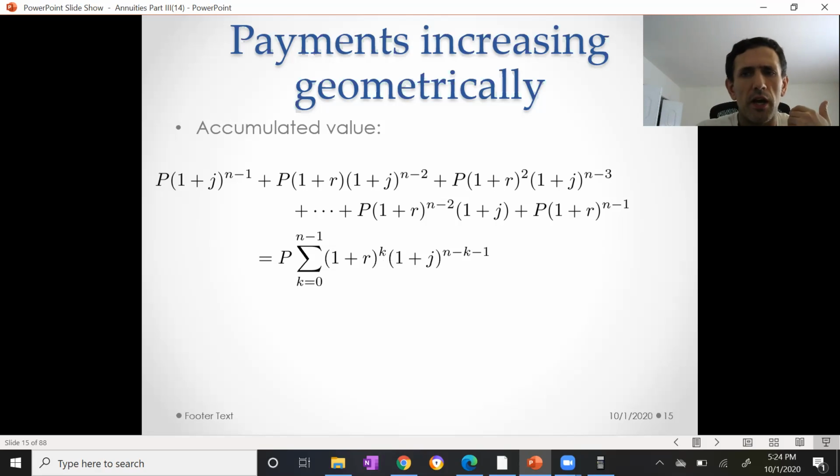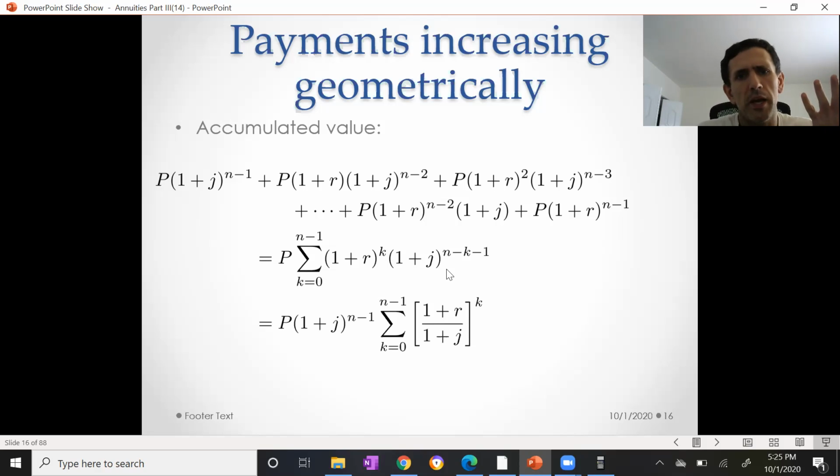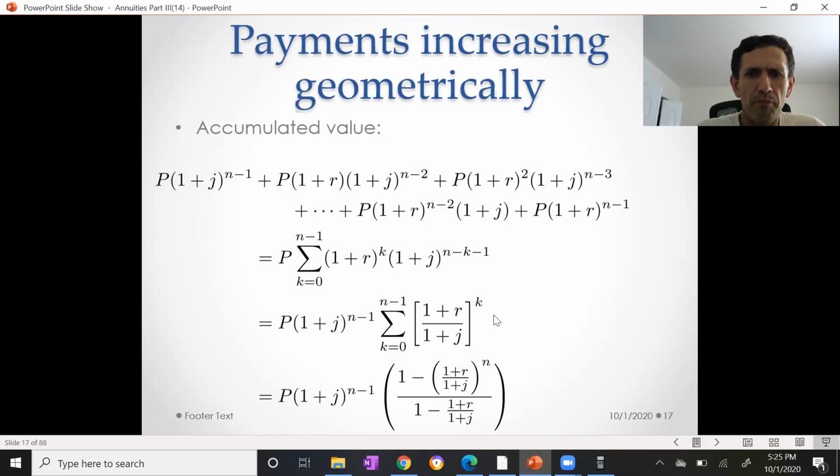Okay, so how do we get this to fit the geometric series formula? All you do is factor out a 1 plus j to the n minus 1, along with the P that I factored out before. And then you have 1 plus r to the k, 1 plus j to the minus k. Bring the 1 plus j to the minus k downstairs, and use your geometric series formula here. This whole thing here in brackets is my, quote unquote, r. So it's always 1 minus r to the highest power, which is n minus 1 plus 1, over 1 minus r. And here you have it. Well, this is a bit cumbersome.